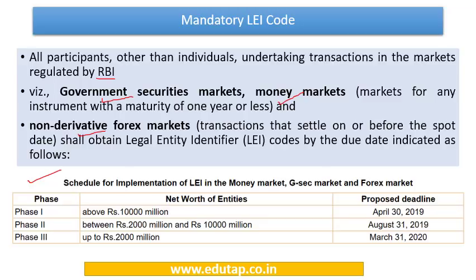If you look at this schedule, this is a 3-phase schedule. In the first phase, if the entity has net worth above rupees 10,000 million, then they have to obtain this LEI code by 30th April 2019. And if the net worth of the entity is between rupees 2,000 million and rupees 10,000 million, then they have to do so by 31st August 2019. And if the net worth of the entities is up to rupees 2,000 million, then this has to be achieved by 31st March 2020. So again, a phased approach of implementation has been proposed by the RBI.